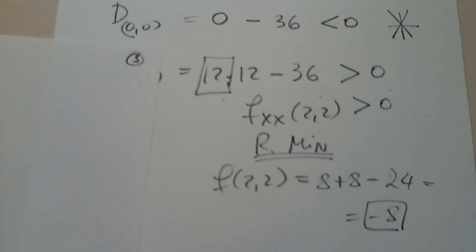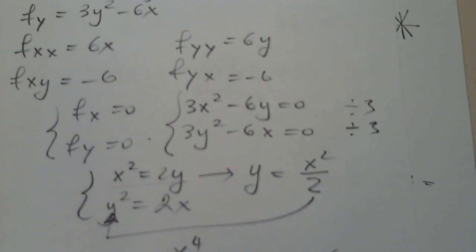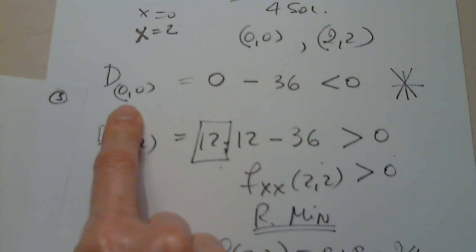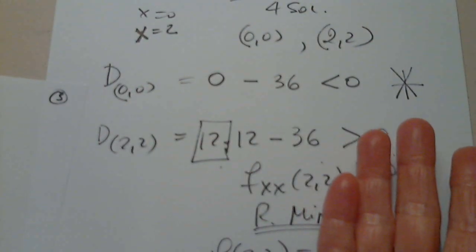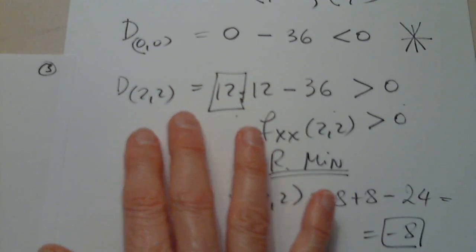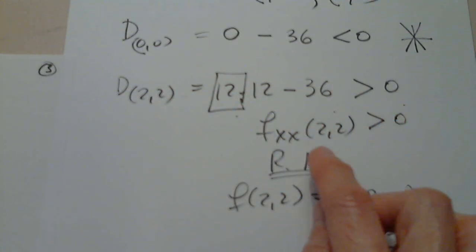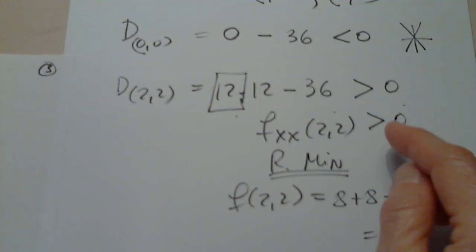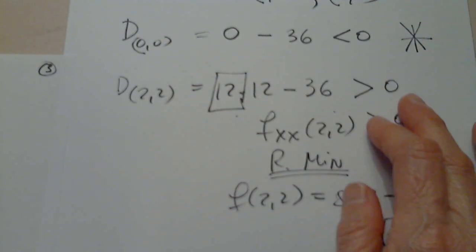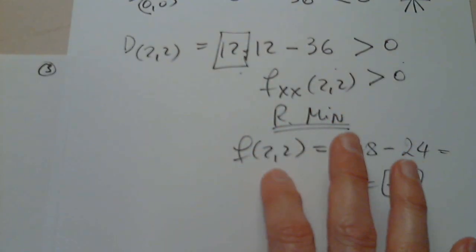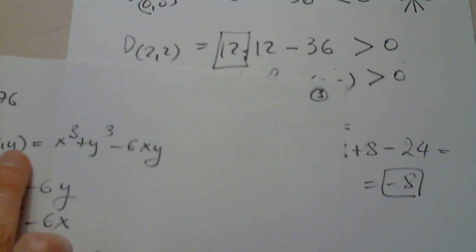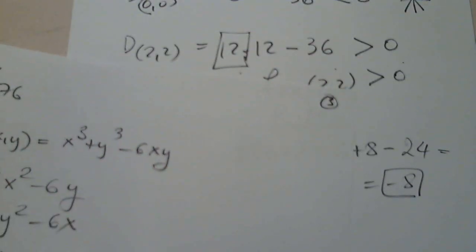So I did get two critical points, but 0, 0 was not a max or a min. And 2, 2 gave us d positive and f_xx positive, and this is typical for a relative minimum. What is the relative minimum? I don't know. I have to plug in 2, 2 and get the value.